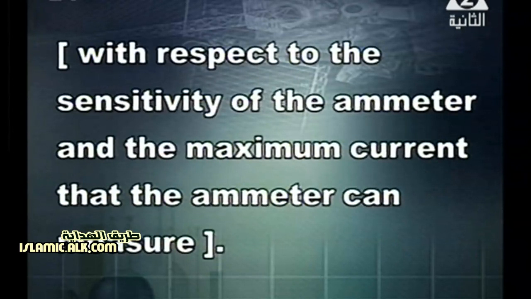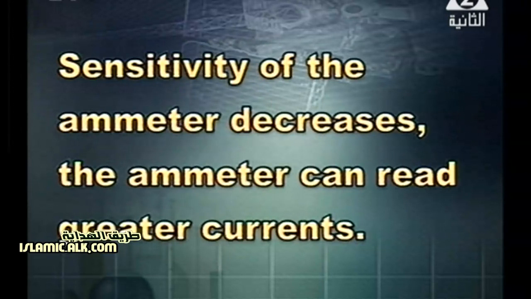With respect to the sensitivity of the ammeter and with respect to the maximum current that the ammeter can measure. Replacing the shunt with another one having lower resistor. Okay. Sensitivity of the ammeter decreases. By the way, sensitivity decreases means the device becomes able to measure higher current intensity. Sensitivity of the ammeter decreases, and the ammeter can read greater currents.